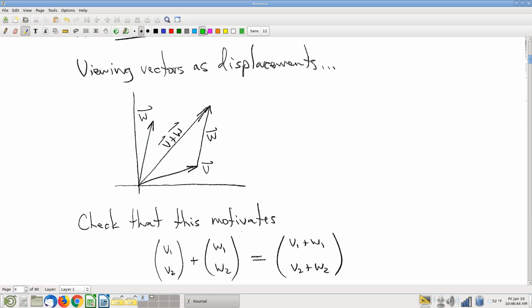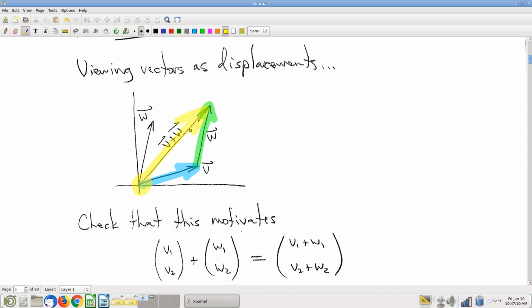So the punchline is you take, let's say, the second vector, doesn't matter which one, put its tail on the head of the first vector. And then whatever goes from the tail of the first to the head of the new second, that is the sum of those two vectors.